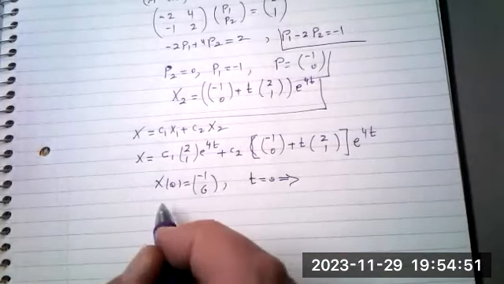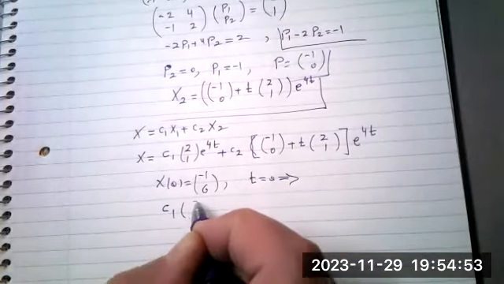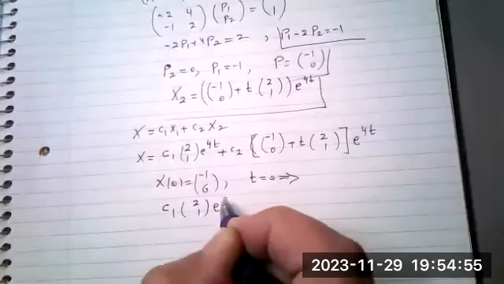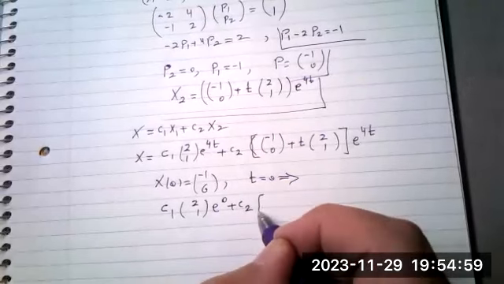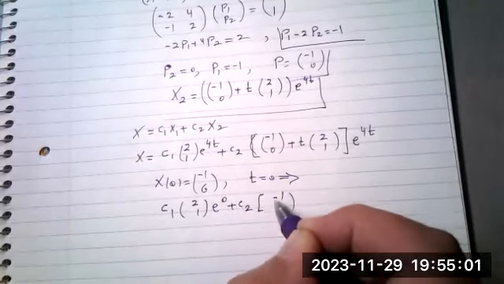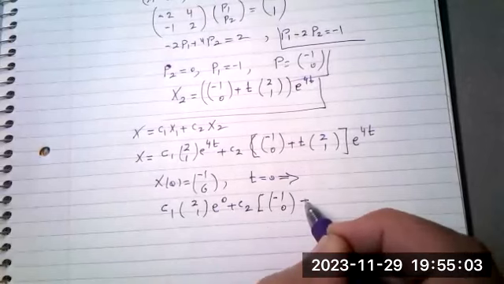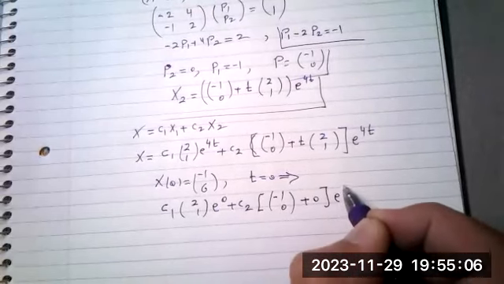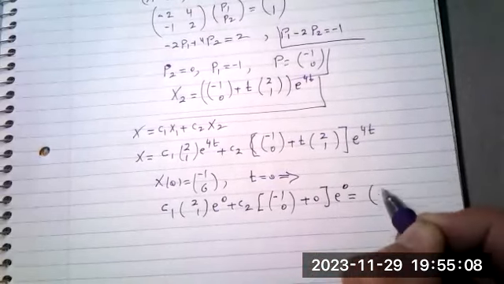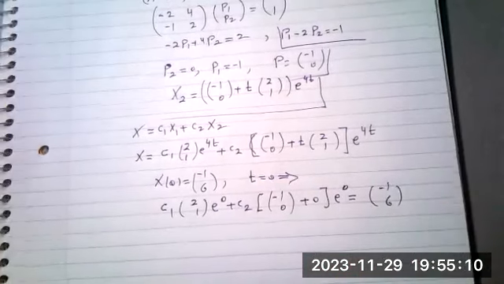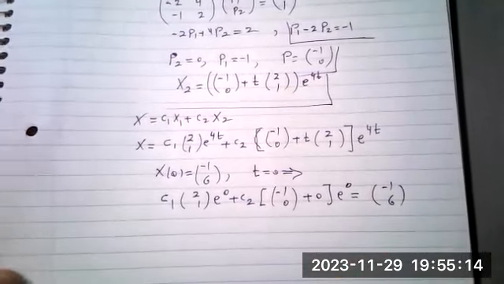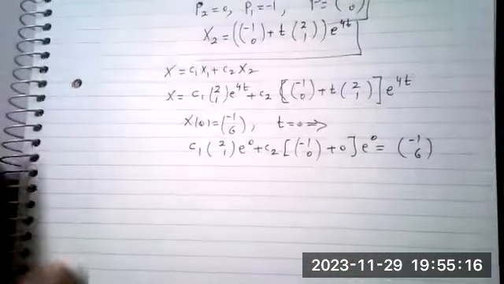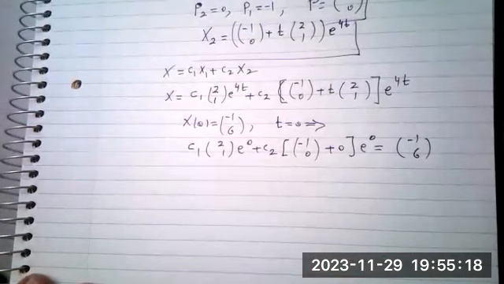If you put in 0, that gives you C1 times 2, 1 times e to the 0, plus C2 times negative 1, 0, since t is 0. So that gives you 0, and e to the 0, equal to negative 1 and 6. Any question? I just put t equal to 0 and let the function equal negative 1 and 6. Now simplify: e to the 0 is 1.